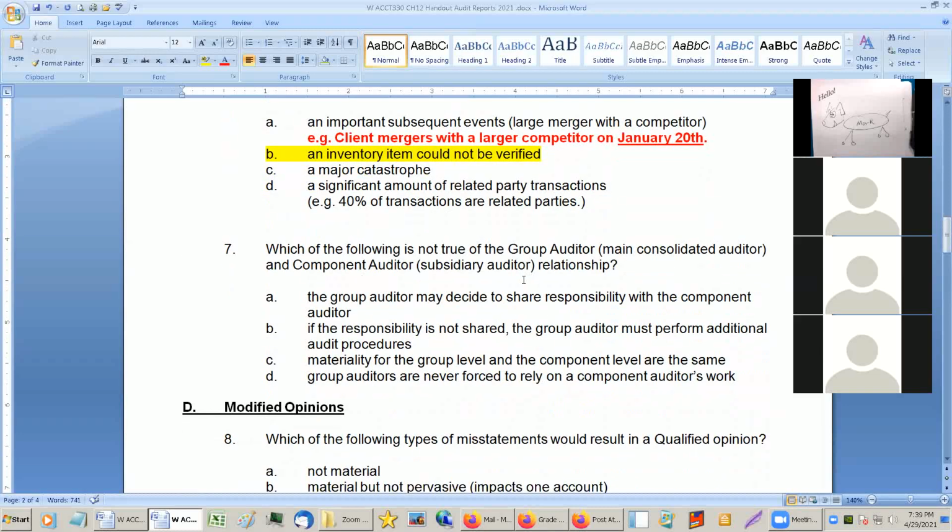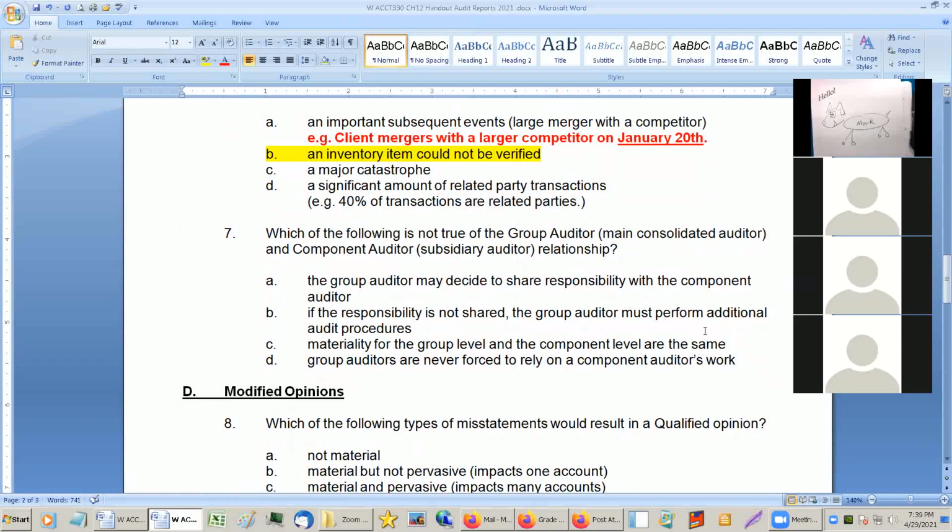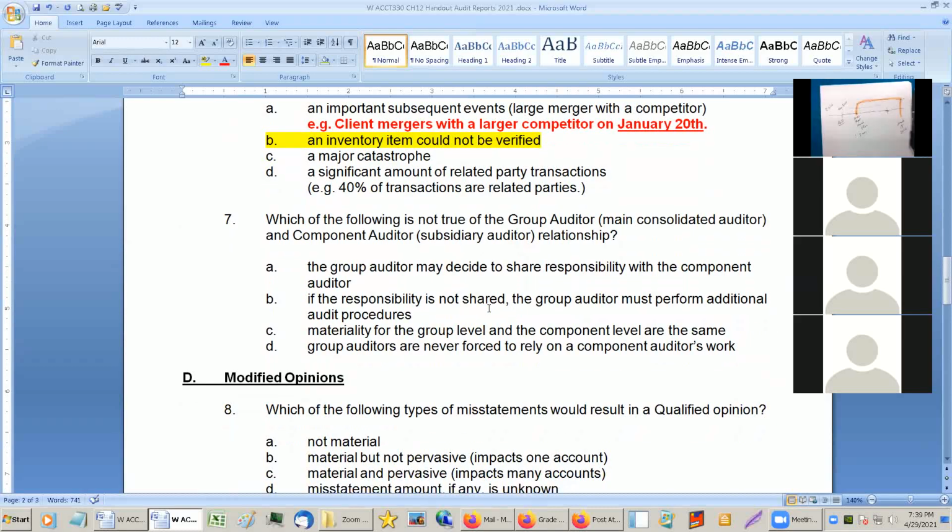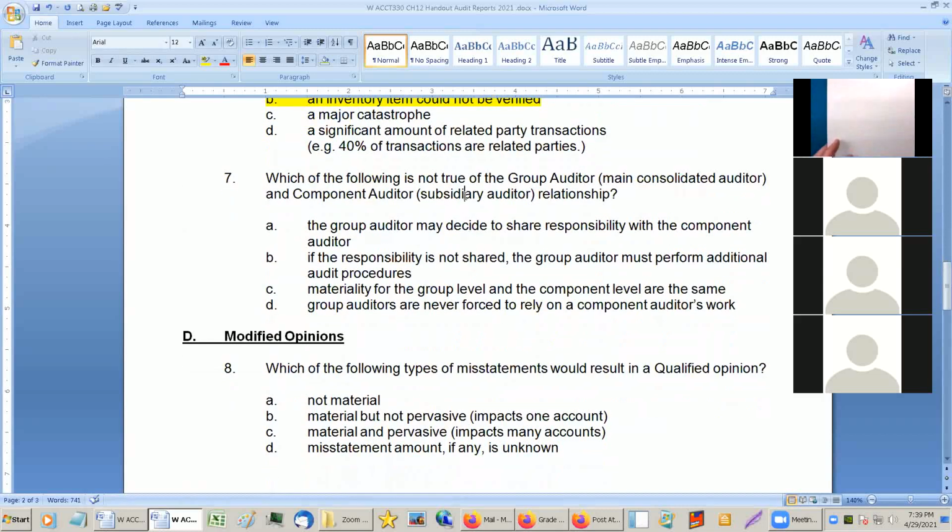Okay, group auditor. This one I've got to do some writing, and I've got to use a piece of paper. Which of the following is not true of the group auditor, main consolidated auditor, and the component of the subsidiary relationship? Okay, so I'm going to switch here. Here's what this is all about.